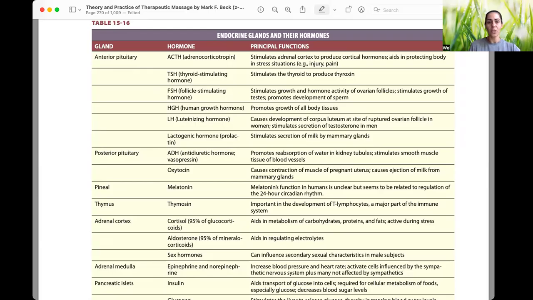Prolactin, on the other hand, what does it do? There's another name for it, but prolactin is the name we'll go with. It helps stimulate the milk for the newborn baby, for the mother.